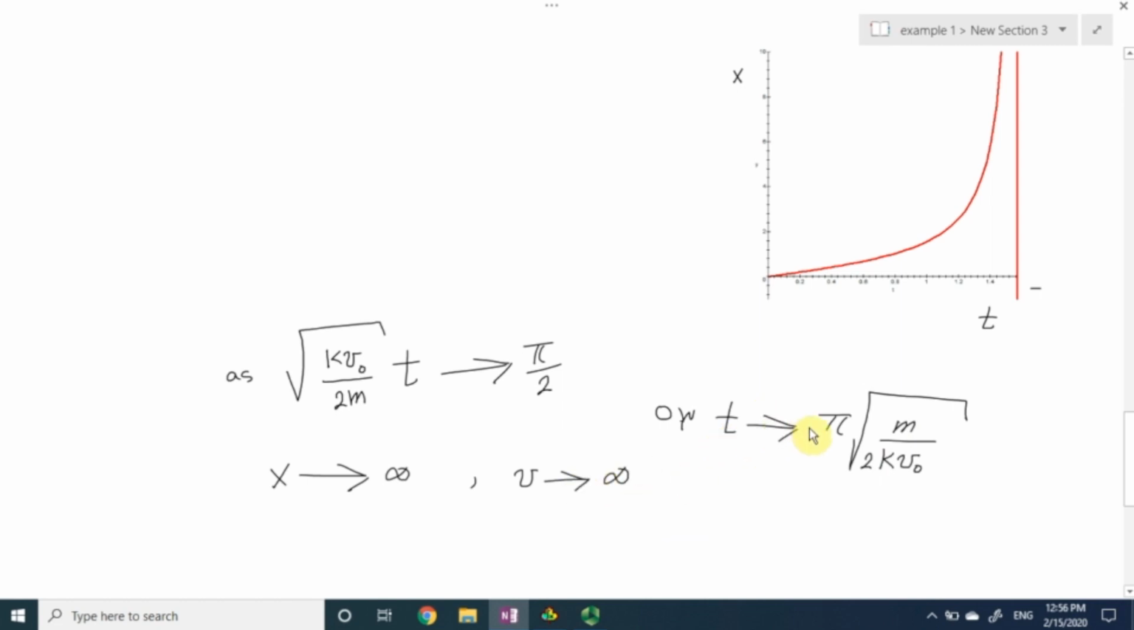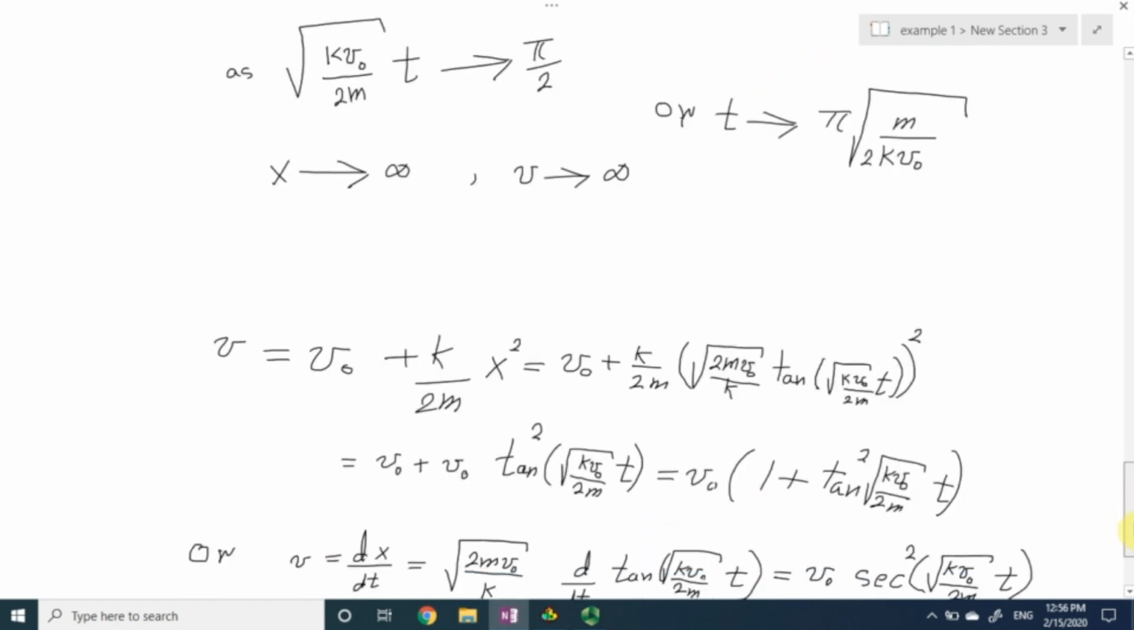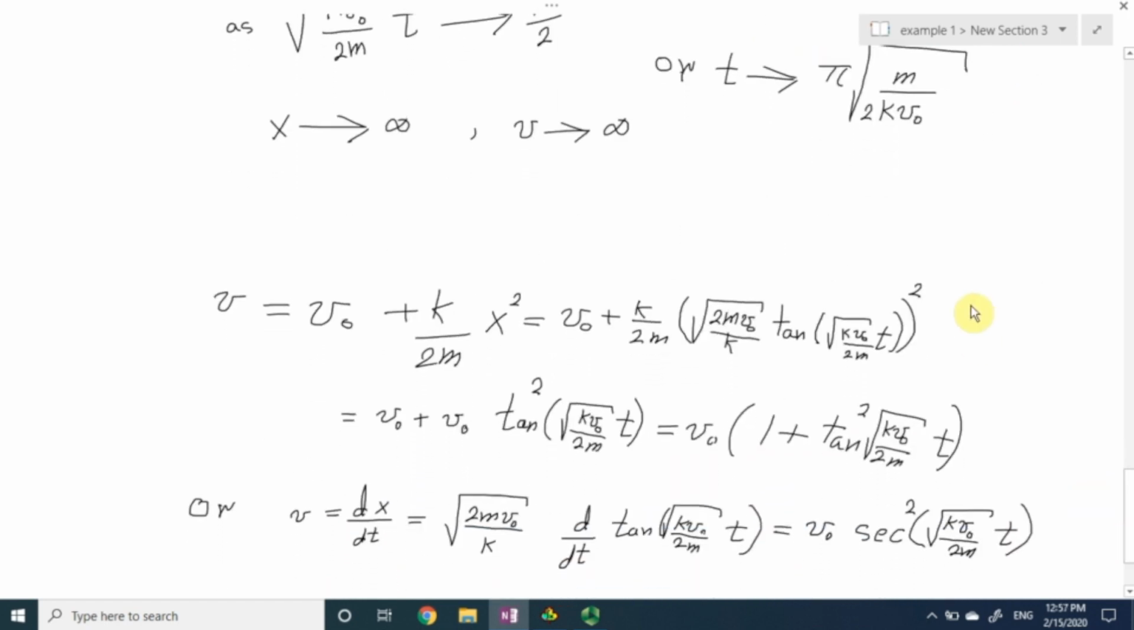Of course, this is the limiting case. So when time is approaching this value, the object will be far away, x will go to infinity, and velocity also will be huge, approaching infinity. So that's a peculiar problem, really. It will only take a finite value of time for the particle to be at infinity with a huge, infinite velocity. We can stop here, or if you want, we can add just one more comment.